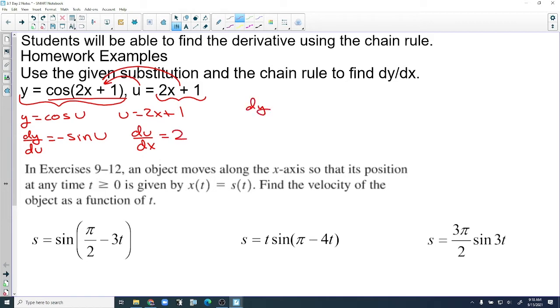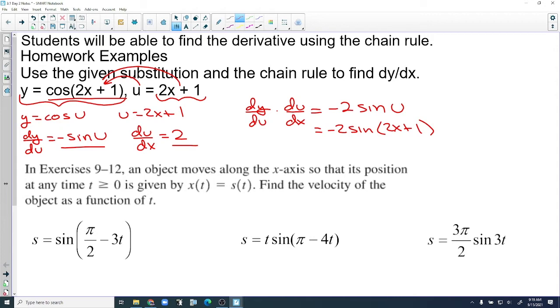Now if you take dy du, multiply times du dx, you get negative 2 sine of u. So those are these two multiplied together. But we didn't start with u, so we can't end with u. We made that substitution, but we didn't start with it. So the answer is negative 2 sine of 2x plus 1. And in my opinion, it's making this way more complicated than it needs to be, but it's practicing the notation, and it really gets down to the heart of the chain rule.